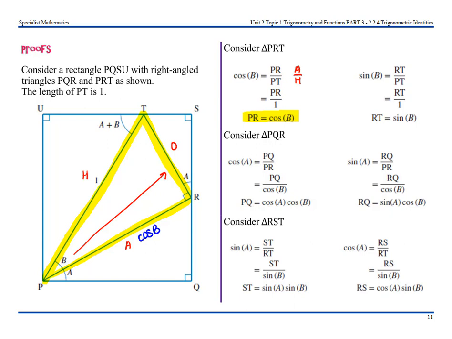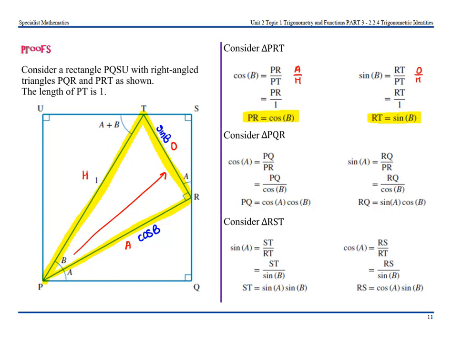Now let's look at our sine ratio. Sine is opposite over hypotenuse, so that's RT over PT, which is RT over 1, which means that RT is sine of B. So my RT, I'm going to write on, is sine of B.